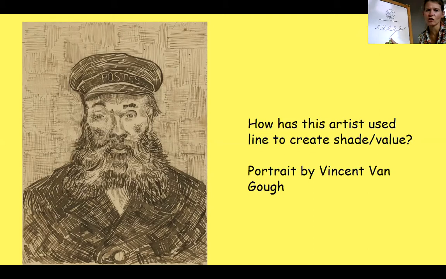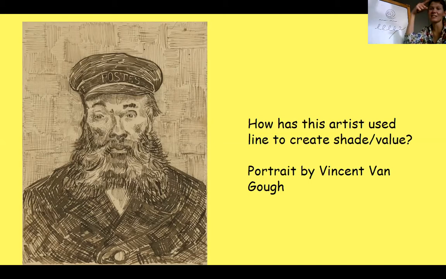What about his coat, the jacket that the man is wearing? How have they created the shade and value there? Yes, they've gone one way and the other way. So some of the lines are going diagonally and some of the lines are going in the other direction. What about his beard, the man's beard on his face? What have they used there?